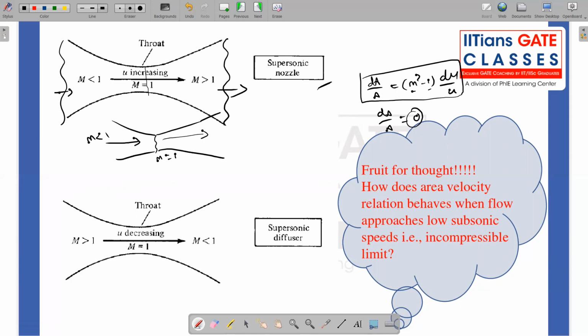Similarly, if I want to have a diffuser, again the same argument applies. A diffuser is a duct through which a flow decelerates, right? Again, if I have a supersonic flow at the entry and I want to make it subsonic at the exit, the same scenario occurs.